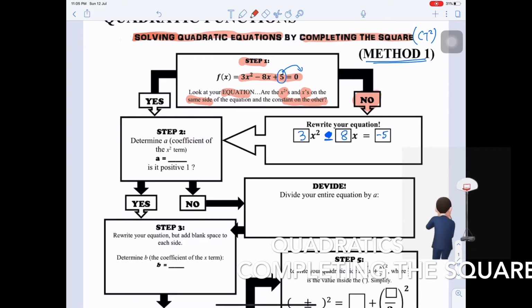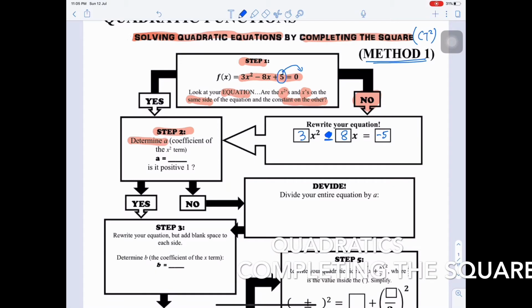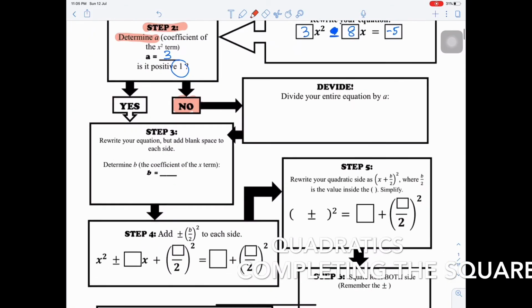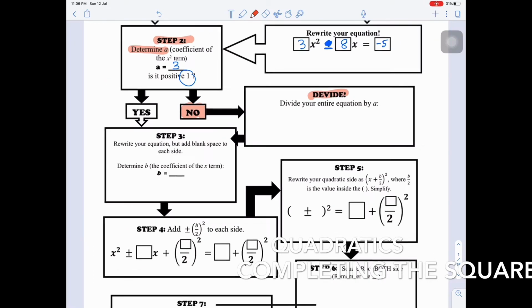Step 2, determine a, the coefficient of the x squared term. So the coefficient a is 3. Is it a positive 1? The answer is no. So if the answer is no, divide your entire equation by a. That means we divide the entire equation by 3, so that the x squared term becomes x squared minus 8 over 3 x equals negative 5 over 3.